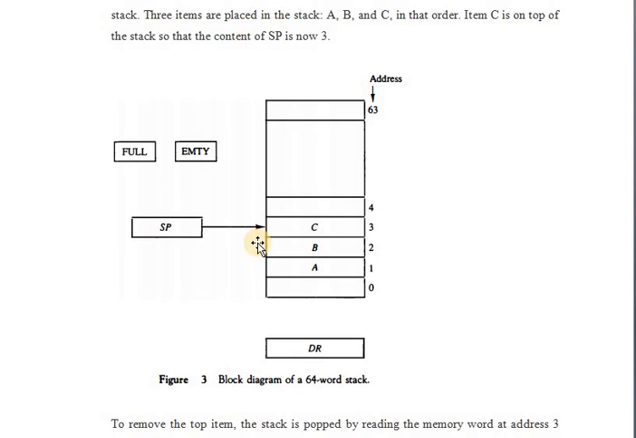The stack pointer points to the last element which was inserted into the stack. This is the stack. At address 3, C is inserted, and that is pointed to by SP, the stack pointer. This is the data register. This is the address: at address 1, A is inserted, at address 2, B is inserted, at address 3, C is inserted. So the top element is always pointed to by the stack pointer. SP means stack pointer. We will see that in detail.